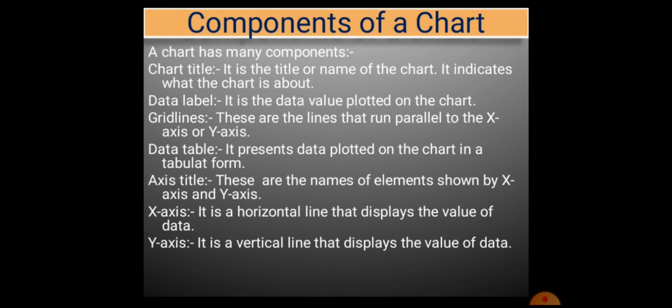Next is grid lines. These are the lines that will run parallel to the x-axis or y-axis, because we have created so many graphs, so we know very well how to make x-axis or y-axis. Next is data table. It presents the data in the chart in a tabular form, in the form of table. Axis title, now as we have given chart title, now we will give axis title also. We will give separate x-axis title and y-axis title.